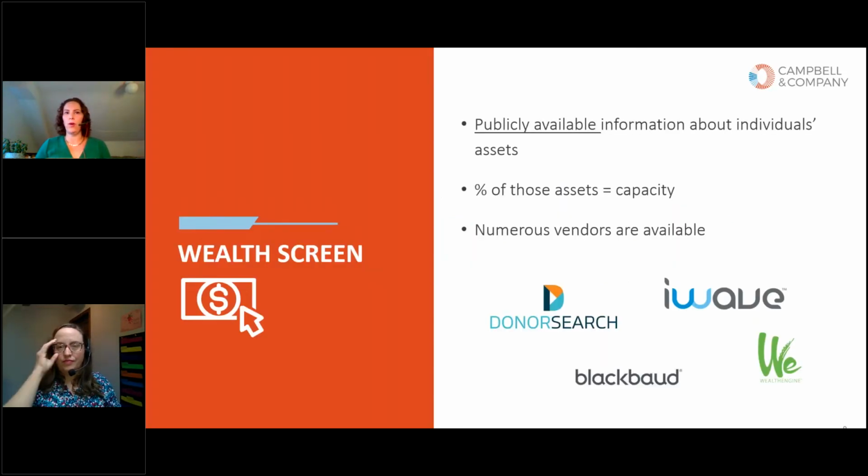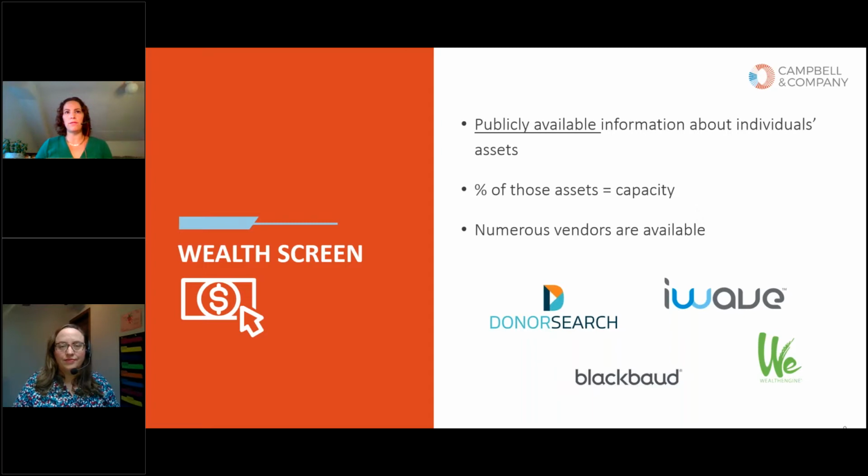So the first is that wealth screening step. And wealth screening is based on publicly available information about an individual's assets. So this might be their real estate, stock holdings if they're part of an SEC filing, things that you can really find in publicly available information. And then a percentage of those assets is what comes back as their capacity.